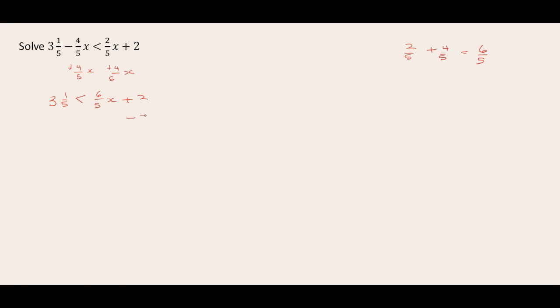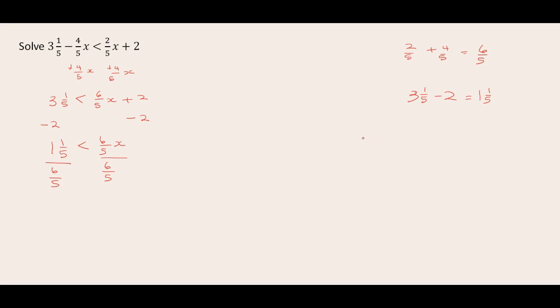Now we subtract 2 from both sides. Our goal is to always isolate the variables. So we have 3 and 1 over 5 minus 2. That's going to give us 1 and 1 over 5. So 1 and 1 over 5 is less than 6 over 5x. We divide both sides by 6 over 5, and let's see what we get.